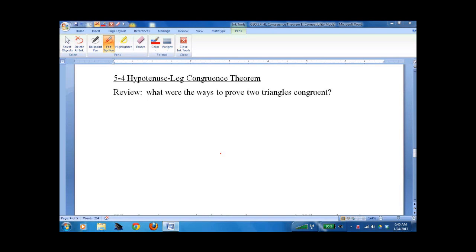Lesson 5.4, Hypotenuse Leg Congruence Theorem. So before we do this, let's review quickly. What were the ways to prove two triangles congruent? Well, we had side, side, side, and that would be if we had all three sides matched up.